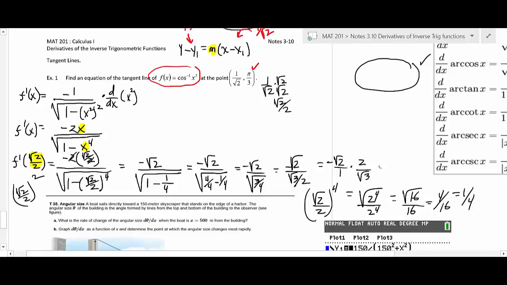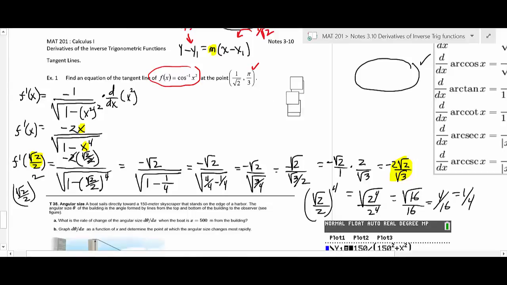So that should give us negative 2 square root of 2 over square root of 3, which you could rationalize if you want to. Okay, so that's what the slope is. I don't know if it makes that much difference to rationalize that now or later, so I'm going to go ahead and just leave it in that form.